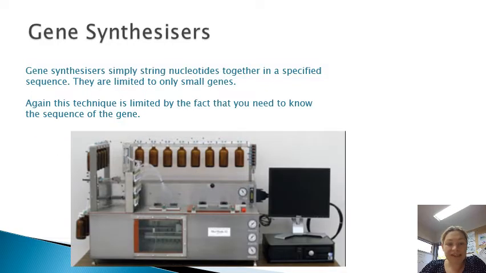Our second technique that we use to make DNA is through a gene synthesizer. So the gene synthesizers are basically a really big machine that strings nucleotides together based on some information in the computer that tells them what sequence to put. So they're an artificial technique that we can use to quickly make new genes. A limitation is we can only do this with small genes, not with very large ones.